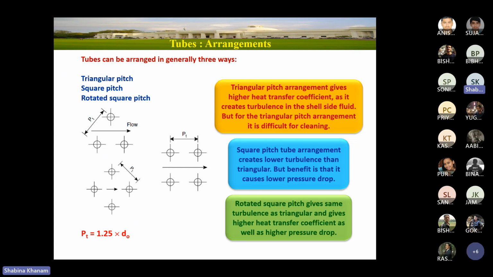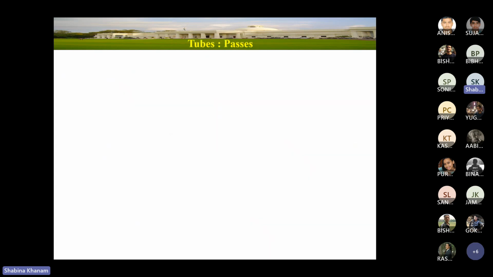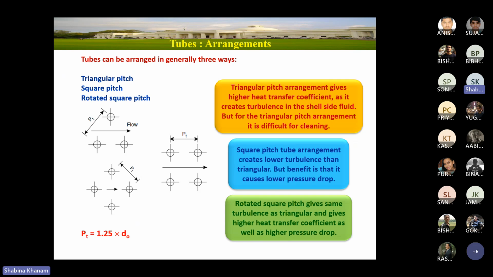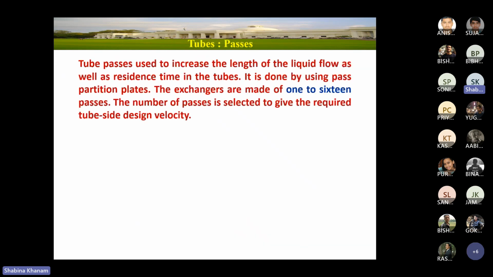PT, which I have already discussed, this is 1.25 times D naught. Okay, so that is about the tube arrangement. Next I am having the tube passes. Okay, so tube passes are used to increase the length of liquid flow as well as residence time in the tubes.